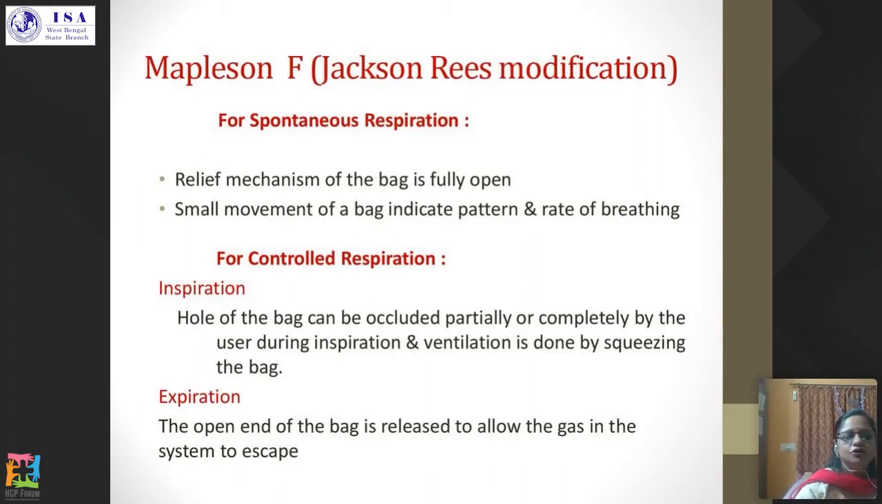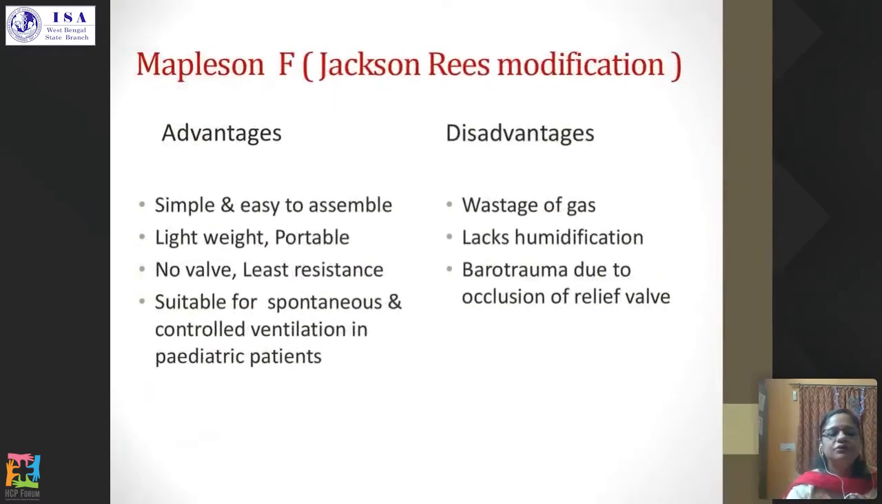For controlled respiration, during inspiration, the open end of the bag can be occluded partially or completely by the user, and ventilation is done by squeezing the bag. During expiration, the open end of the bag is released to allow the gas to escape. Now, these are the advantages and disadvantages of the Jackson Rees modification.